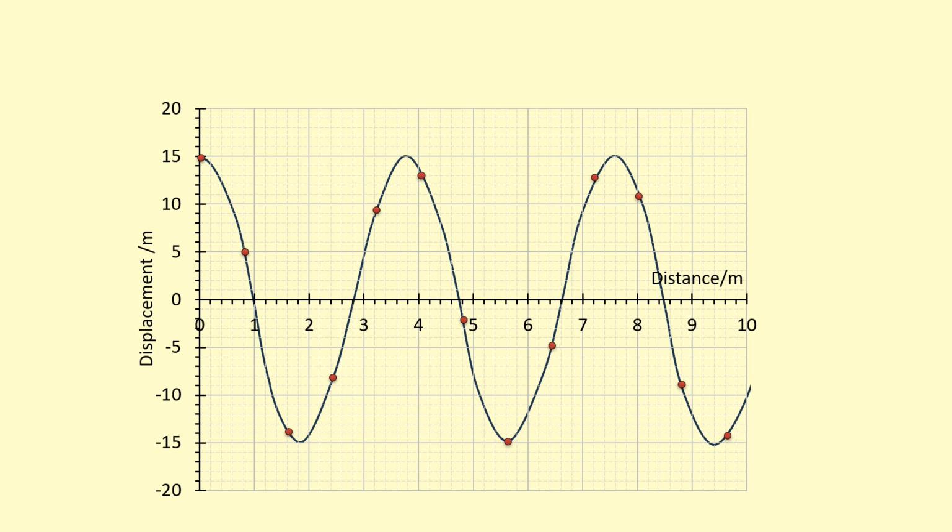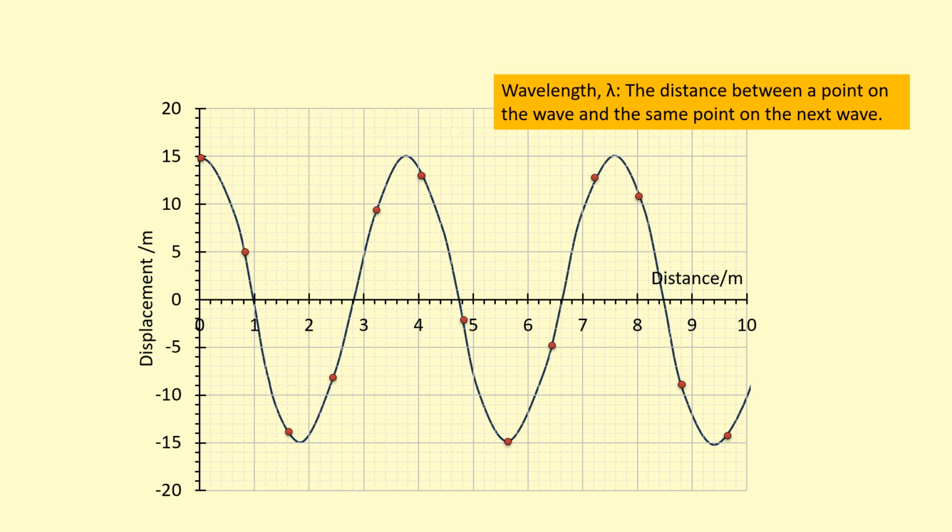Another important feature is the wavelength. Wavelength is the distance between a point on a wave and the exact same point on the next wave. So for example, from peak to peak, or trough to trough, which is the bottom to the bottom basically. Or we can measure it from here to here, or even here to here.